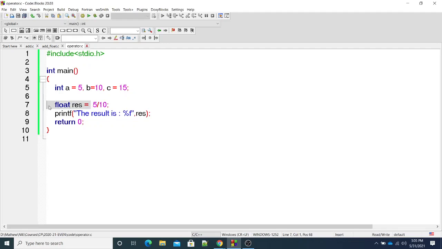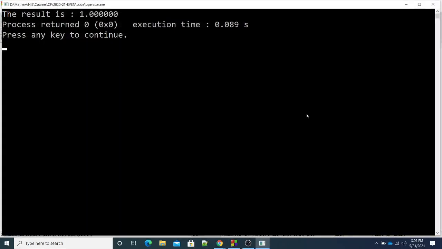So I'm getting 0. I'll tell you soon why this is happening. Actually, it should be 0 only, right? I'm doing 5 by 10. So I should have done 15 by 10, then it will not create confusion. Yeah. Result is 1.